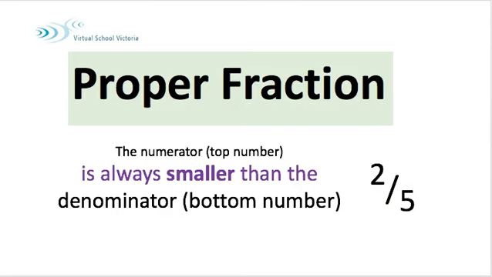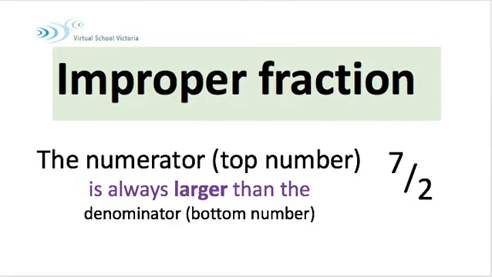You could also have improper fractions where the top number is larger than the bottom number. And these fractions can also be looked at as division problems. 7 divided by 2 will equal 3.5, but that's a story for another day.